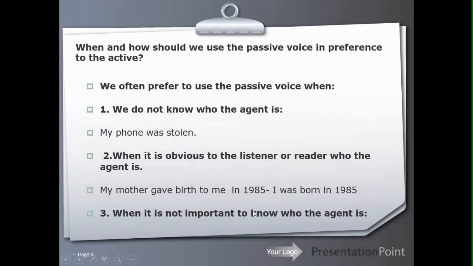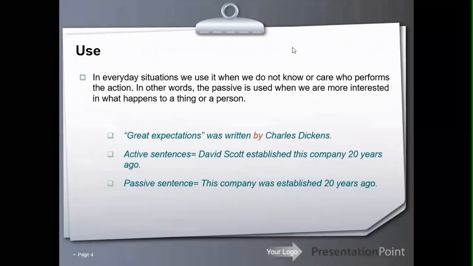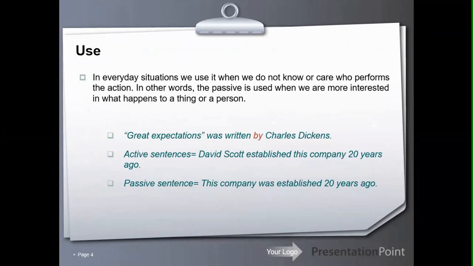And again, another situation can be when it is not important to know who the agent is. This time we actually know who the subject is, but it's not important to mention it. For example, let's check that example sentence here. David Scott established his company 20 years ago. If you're not interested who established the company and we just want to focus on how old the company is, we can simply say this company was established in 1985. And by doing this, we change the focus of our sentence.